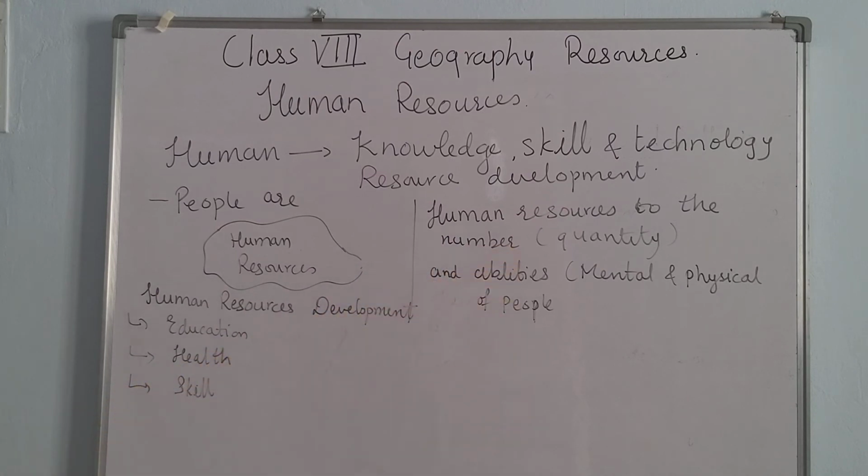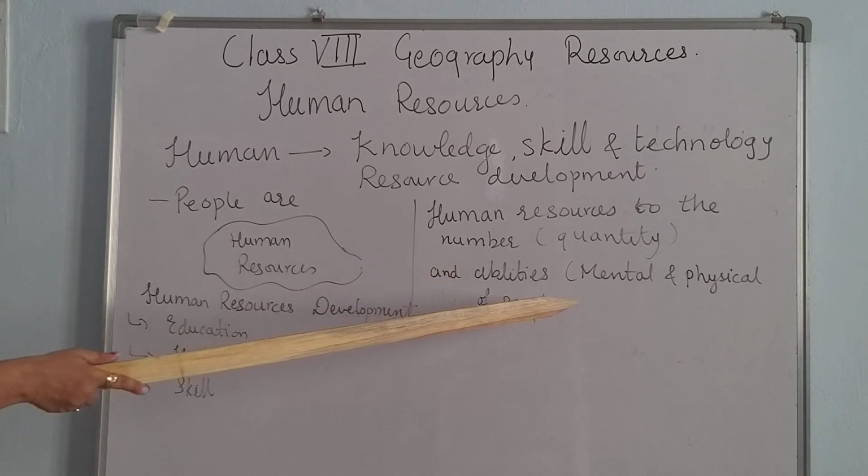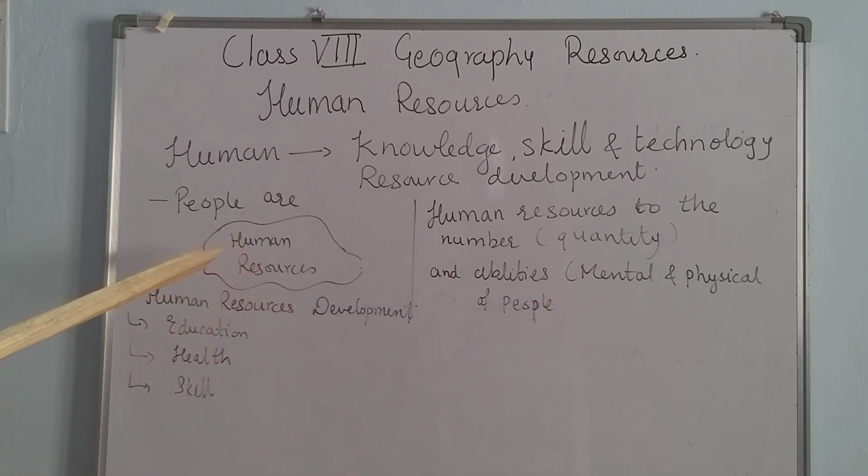There are so many humans in the world. So the number, the quantity, is large, and also the ability. It may be abilities mentally and physically. Whatever work is given to us, for example in a factory, the technology is totally handled by the people. That means physically or mentally, both are possible in any factory you can see. So human resource is the number of the quantity and abilities, both mental and physical.